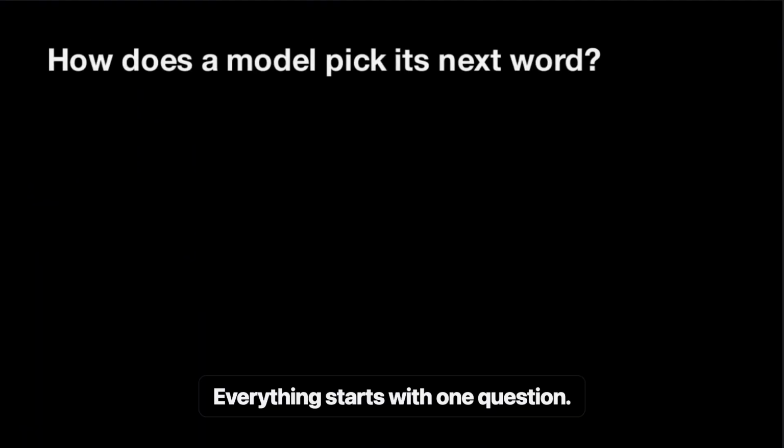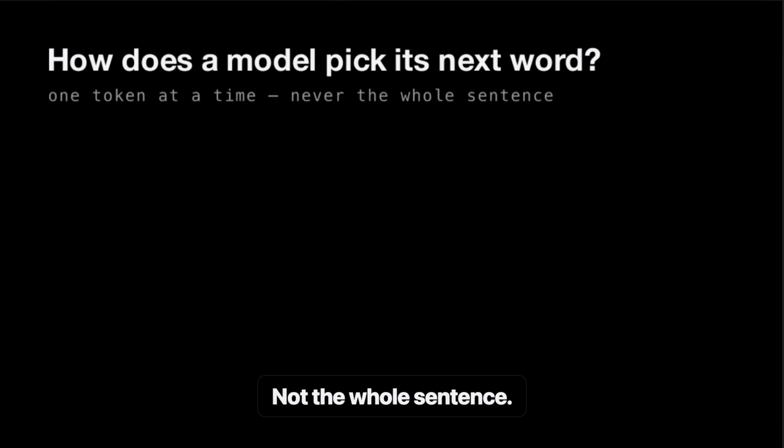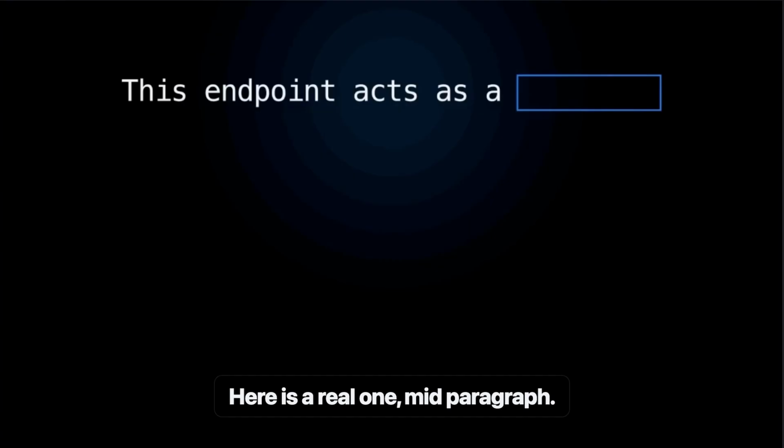Everything starts with one question. How does a model pick its next word? Not the whole sentence, one token at a time. Here is a real one, mid-paragraph. This endpoint acts as a, and now it has to choose.